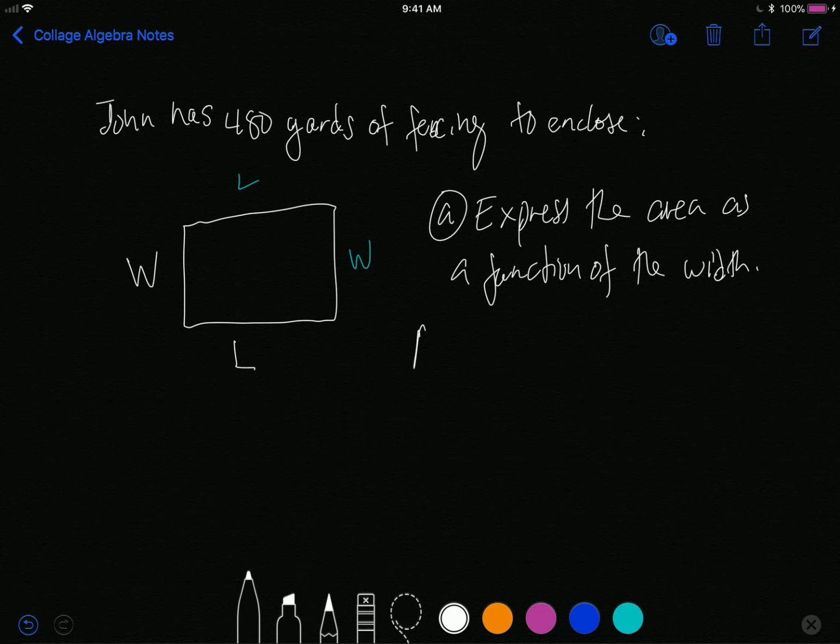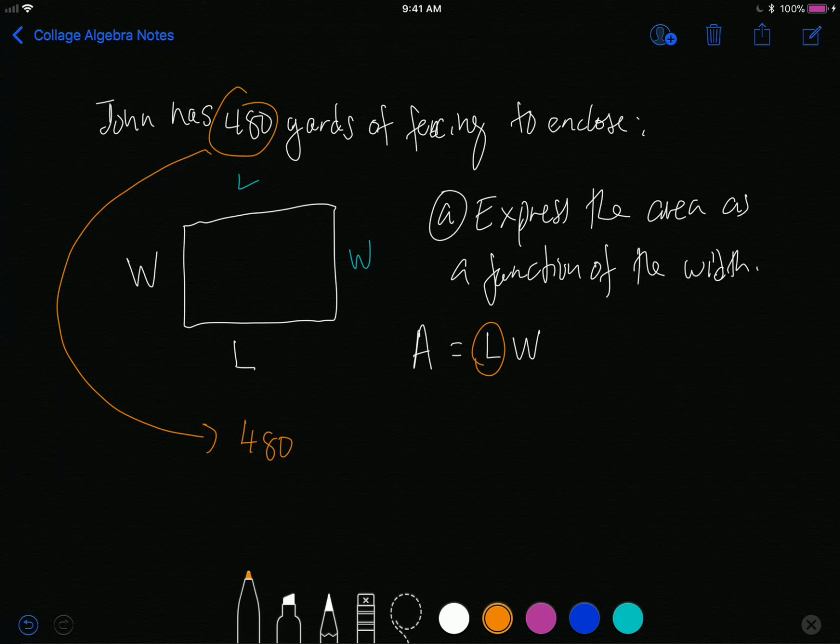Well, I know the area is the length multiplied by the width. So this is the area as a function of both length and width. So I have to find a way to get rid of the L. Well, I know that we'll be using 480 feet of fencing, and so the total distance around will be 2 times the width plus 2 times the length, right? The perimeter is 2 times width plus 2 times length. And I can use this to figure out what L is.